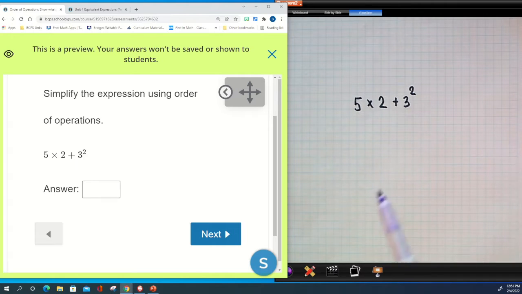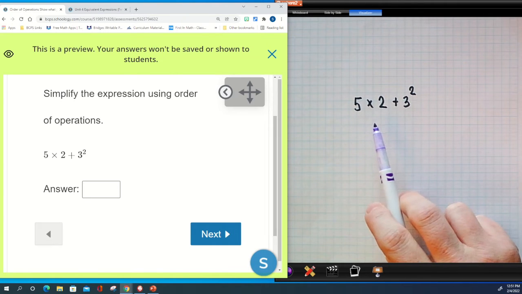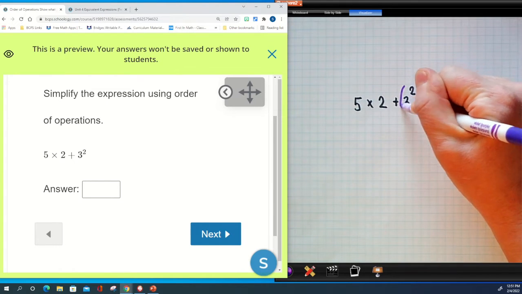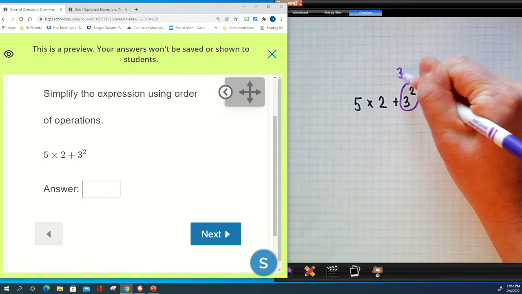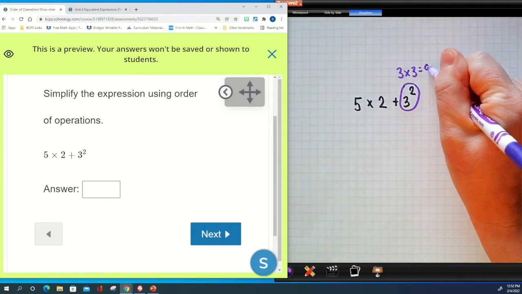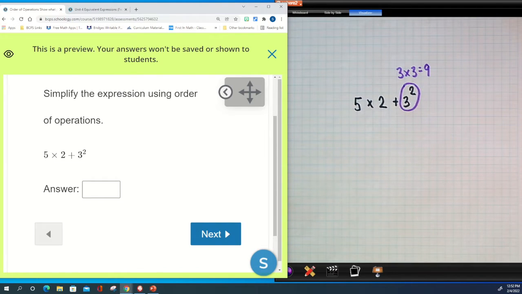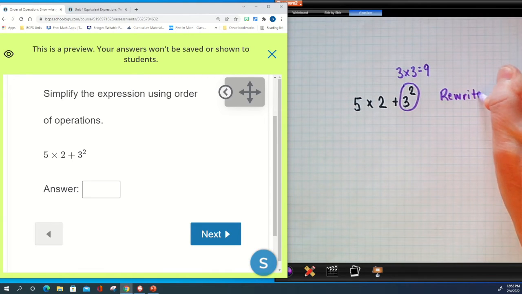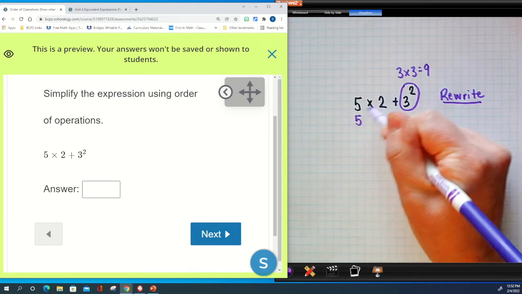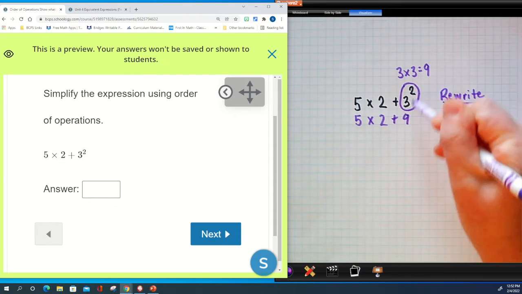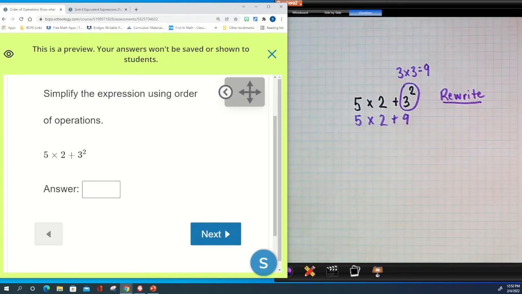Now I see there are no parentheses, so I don't have to worry about the parentheses, but I do see exponents. So I need to make sure I take care of this first. 3 times 3. 3 times 3 is 9. It's not 6. Now, a good strategy is to rewrite the problem. Again, rewrite the problem so that way you're not getting confused. 5 times 2 plus 9. I just solved 3 to the second power, which is 9.